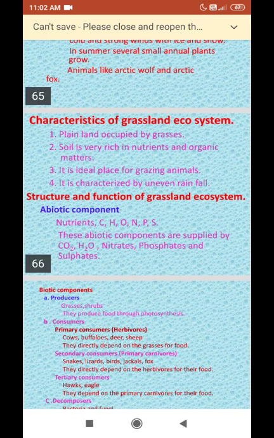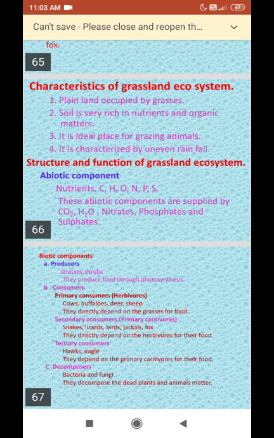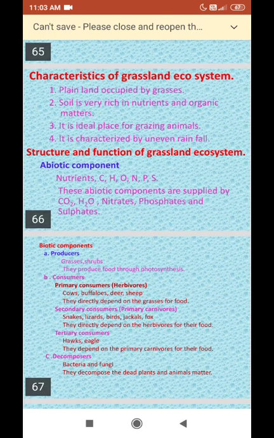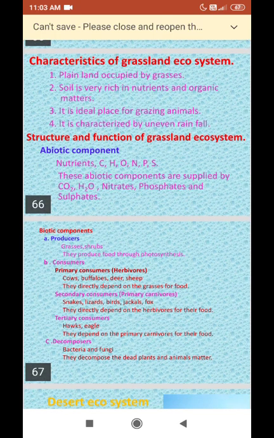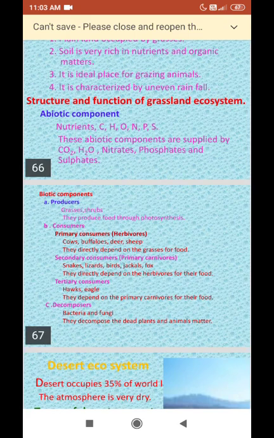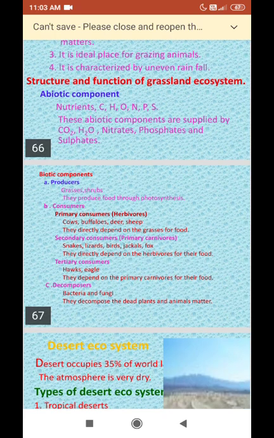Now let us see the characteristics of the grassland ecosystem. Plain land occupied by grasses is referred to as grassland. The soil is very rich in nutrients and organic matter. It is an ideal place for grazing animals, and it is characterized by uneven rainfall. And now let us see the structure of the grassland ecosystem. Always the abiotic and biotic components form the structure and functions of the grassland ecosystem.